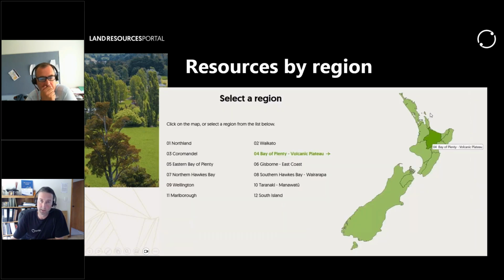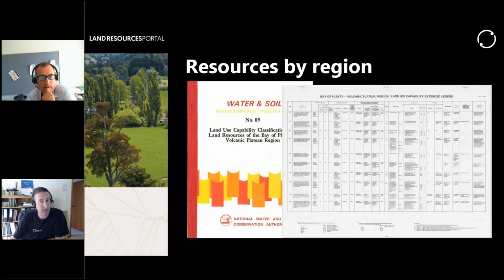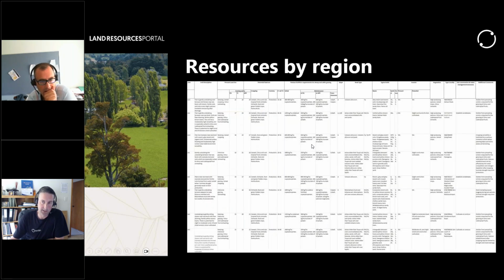The section on resources by region looks like this. You would choose your region, for example here the Bay of Plenty Volcanic Plateau, and this is usually the documents that you would get. You would get the bulletin, which is the original National Water and Soil Conservation Authority bulletin. In that case, you would get a scan of the original extended legend, and plus there is actually a digitized version of this legend. Some of my younger colleagues have spent a considerable part of their work life digitizing all of the LUC extended legends.